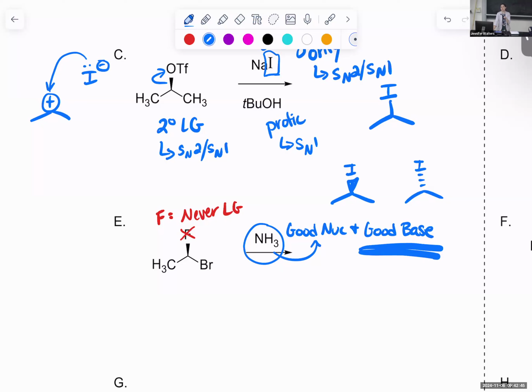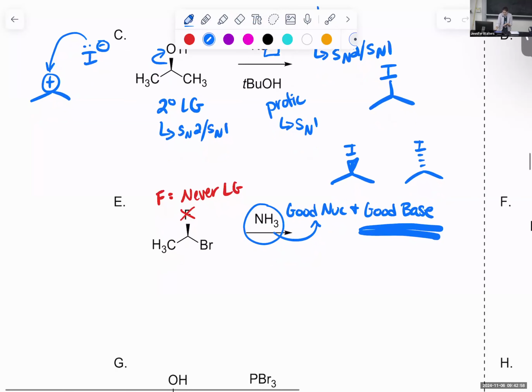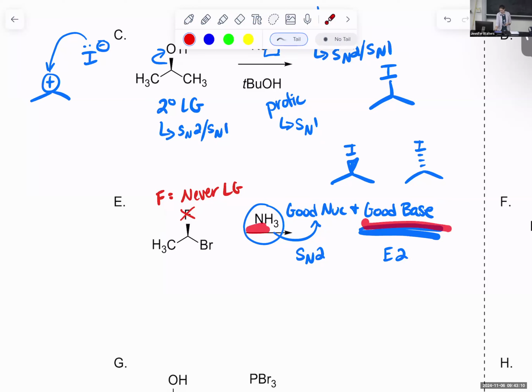Because of this competitive reactivity, and also because in one of my problem sets I only used it as a base while the textbook uses it only as a nucleophile, which was confusing, for this question I allowed both the SN2 and the E2 product. If you did that association I want you to do, where you see nitrogen and think base, then cool, you did E2.